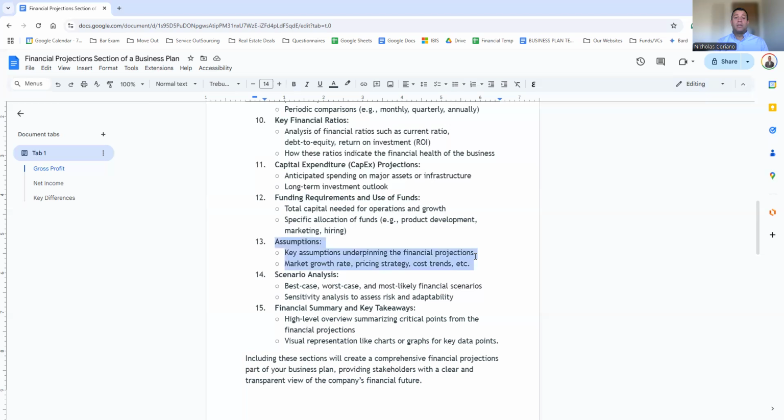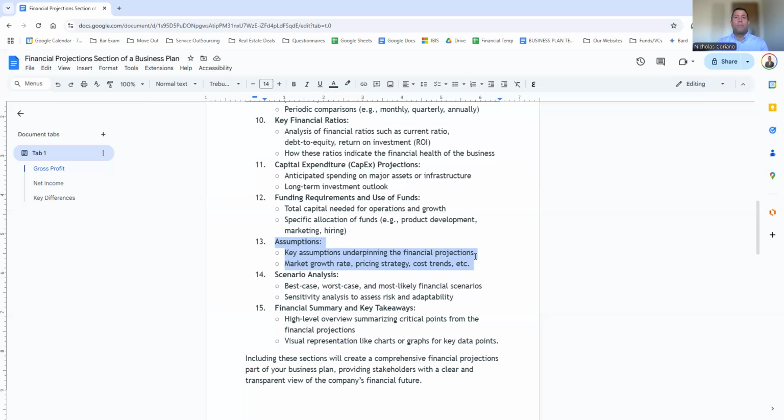Number 13 on things to include in the financial projections section of the business plan is your assumptions. Your assumptions are what you're assuming based on your financial projections. So for example, if you project out, we're going to make $1 million, well, why? Why are you going to make that? First of all, you're always going to base your assumptions on something that's data driven.